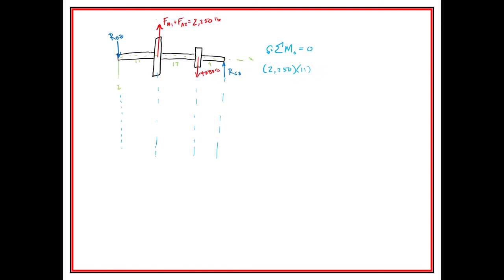Oh, this one, 4,583 is going clockwise, 4,583. And the distance to O is going to be 17 plus 11. So that was 28. I actually can't do that kind of math in my head.